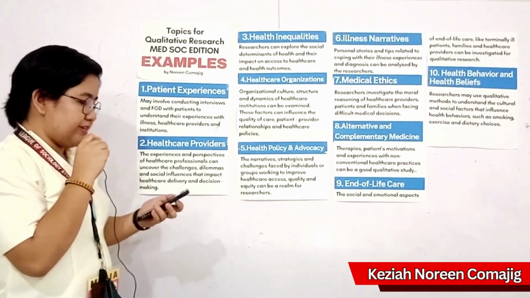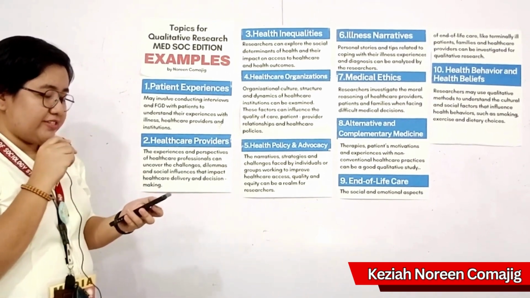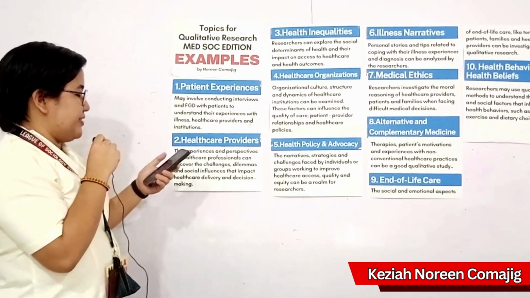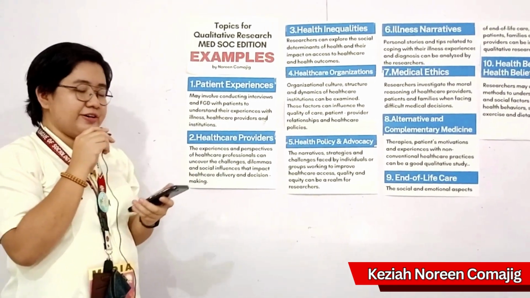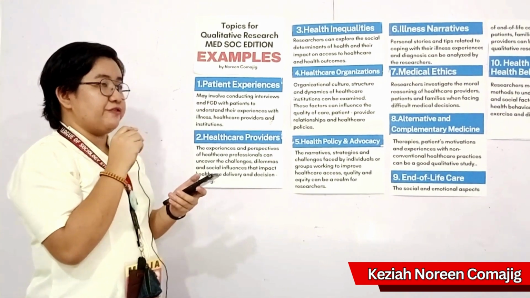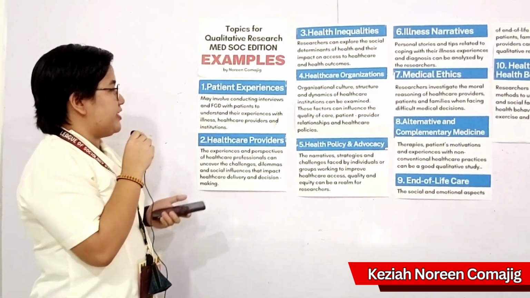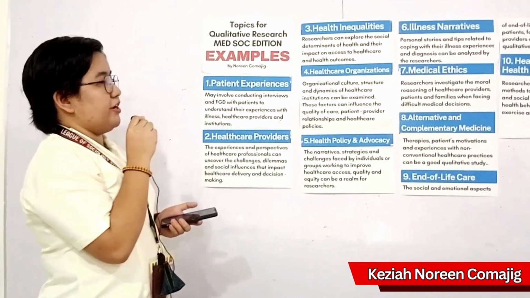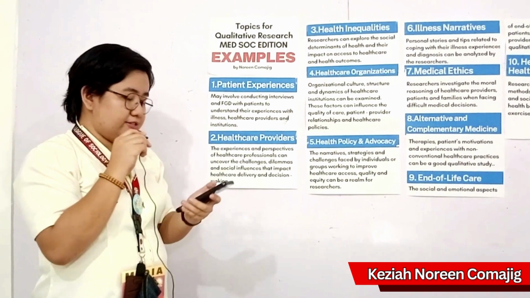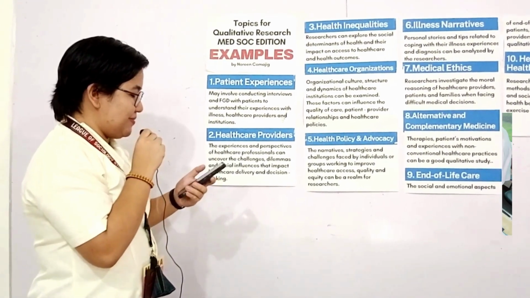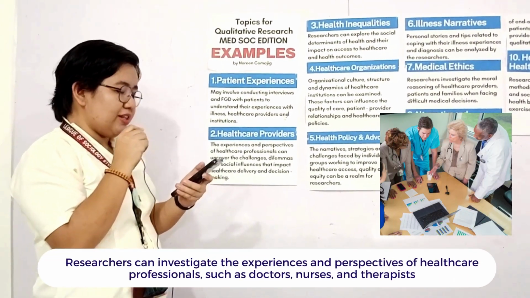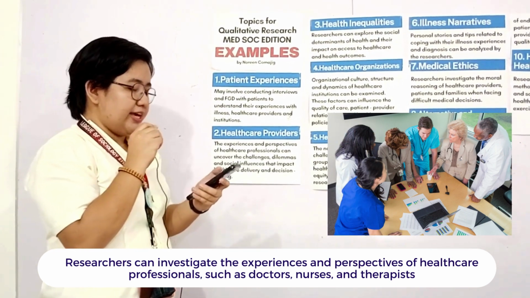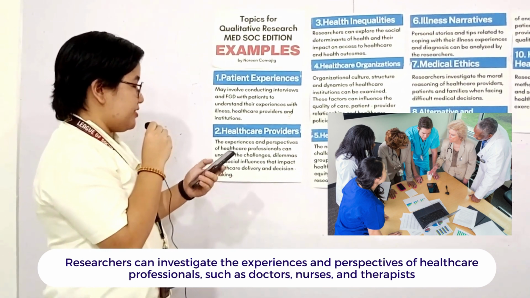Okay, so here are some of the examples or the common areas of qualitative research in medical sociology. Number one is patient experiences. Qualitative research in this area may involve conducting interviews or focus group discussions with patients to understand their experiences with illnesses, their healthcare providers, and of course their institutions. Researchers can explore how social and cultural factors shape the patient's perceptions, decisions, and interactions with the healthcare system.